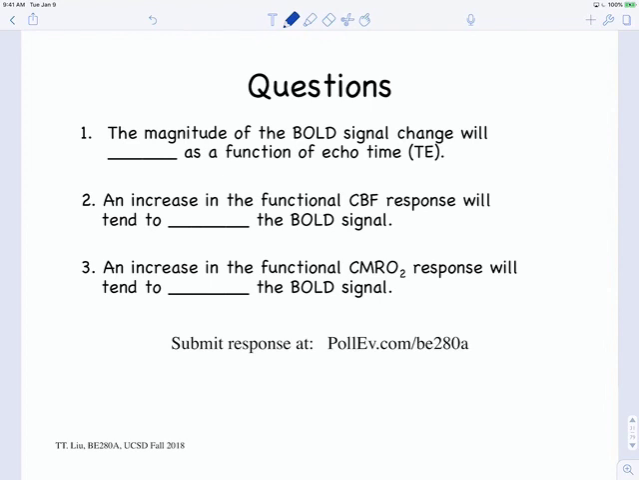Okay, let's give this a try. All right, so then an increase in the functional BOLD response will tend to increase the BOLD signal. Okay, so most people got that. So basically there's more O2 being delivered, therefore there's less DHB, there's less dephasing, and therefore the signal should go up. All right, so that's basically all you really need to think about: how much iron is going to be in the blood depending on what you do.